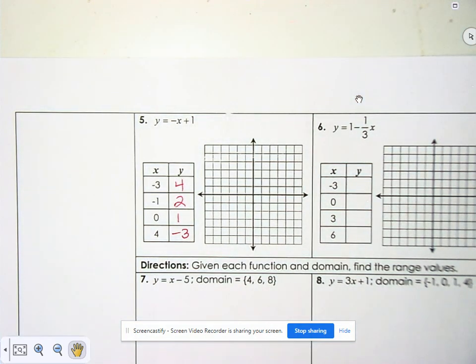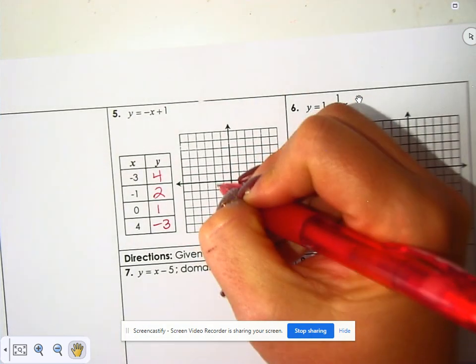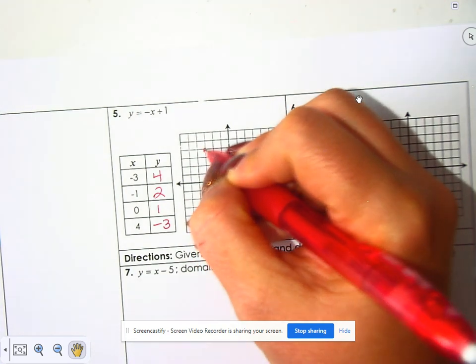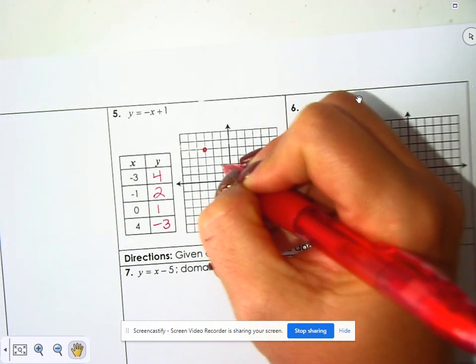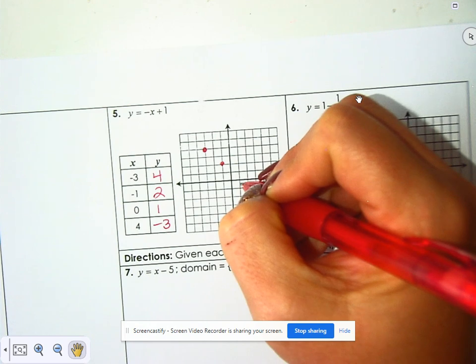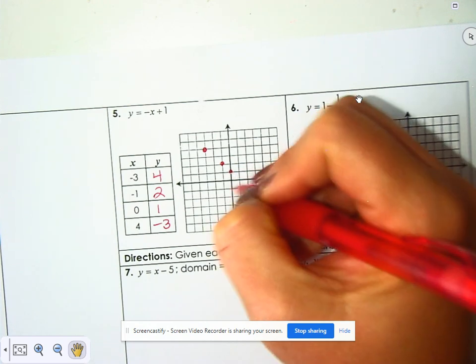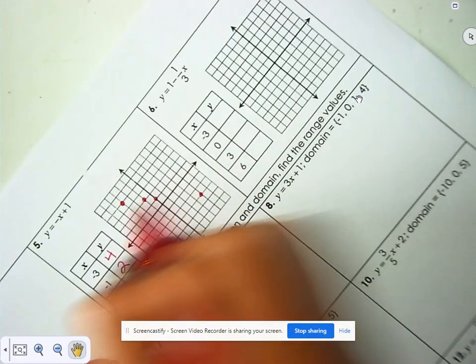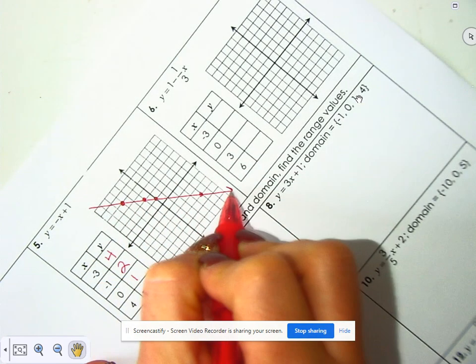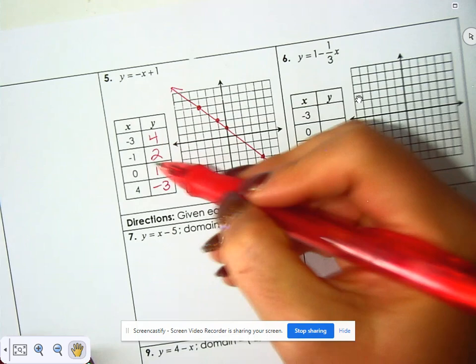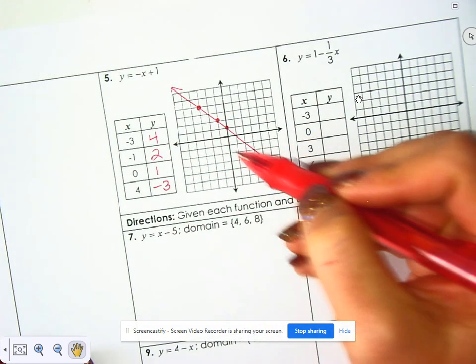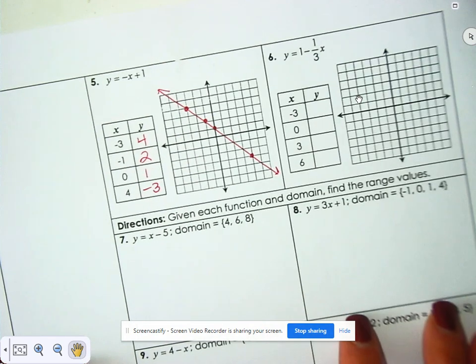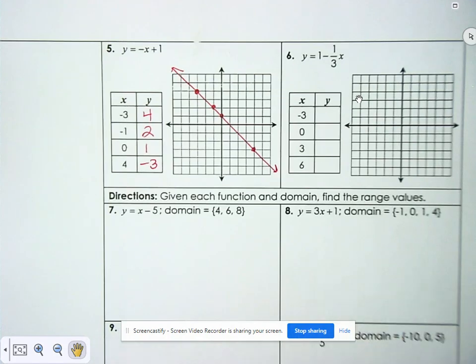Okay, so negative 3, 4, negative 1, 2, 0, 1, and 4, negative 3. And if you look, we jumped from 0 to 4, and that's why there's a big gap between our 2 points right there. Okay.